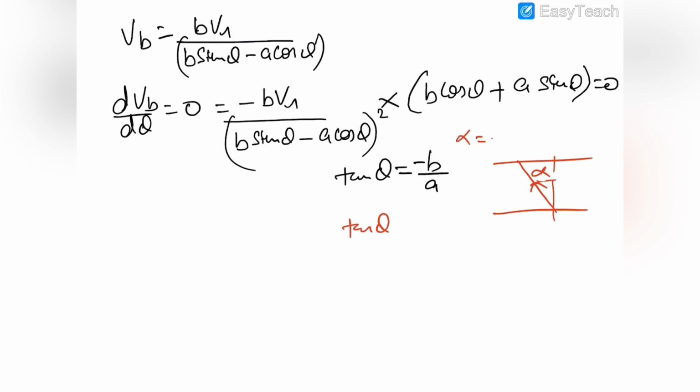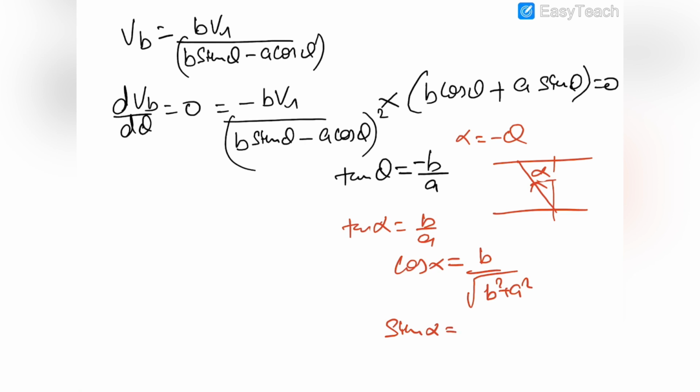So alpha is equal to minus theta, so tan alpha will be equal to B by A. Then cos alpha will be equal to A by under root B square plus A square, and sin alpha will be equal to B by under root B square plus A square. Now you can substitute these values in this equation.